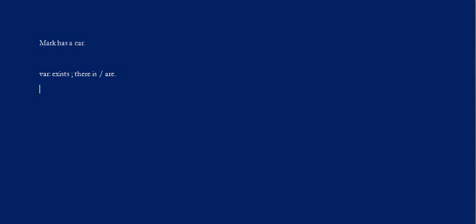So, and how do we use this? We say Mark's, right, the genitive, and arabası, so it's Mark's car, Mark'ın arabası, and then you add var. So you say Mark's car exists. That's how we say Mark has a car in Turkish. Okay.